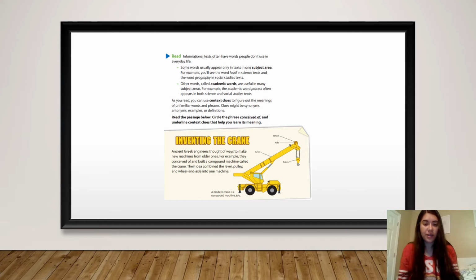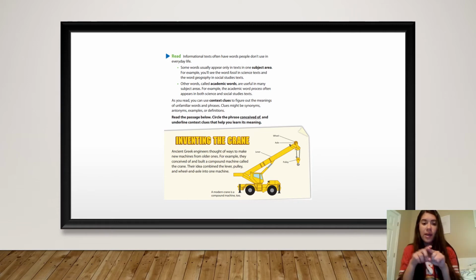Ancient Greek engineers thought of ways to make new machines from older ones. For example, they conceived of and built a compound machine called the crane. Their idea combined the lever, pulley, and wheel and axle into one machine.